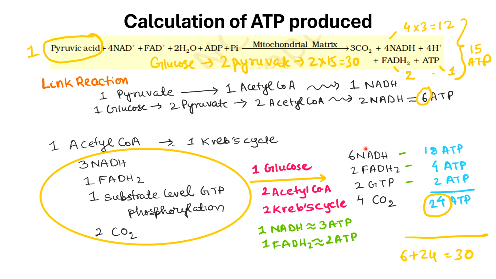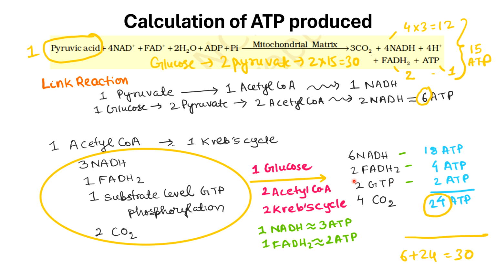So we know that a molecule of GTP is equivalent to 1 molecule of ATP. Now NADH, one molecule of NADH leads to the formation of 3 ATP molecules. So in total from the link reaction we would be getting 2 cross 3, that is 6 molecules of ATP. Now, one molecule of FADH2 leads to the formation of two molecules of ATP. So, 2 cross 2, that is 4 ATPs will be produced by FADH2.